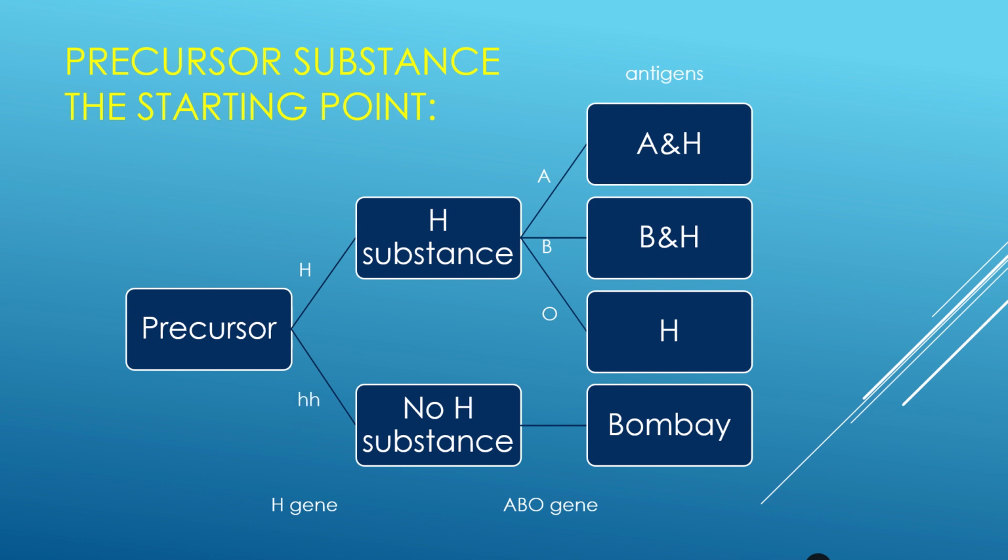If they have two lowercase h genes, they cannot make any H substance. Therefore, it doesn't matter what ABO genes they inherit, they will not make any antigens, and they will be made Bombay type. And Bombay type means that you have anti-H and are therefore incompatible with all other blood types. So you could only receive Bombay blood.